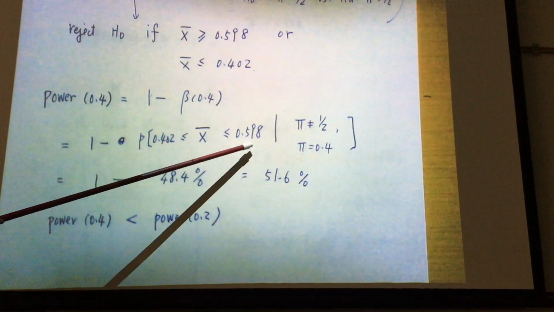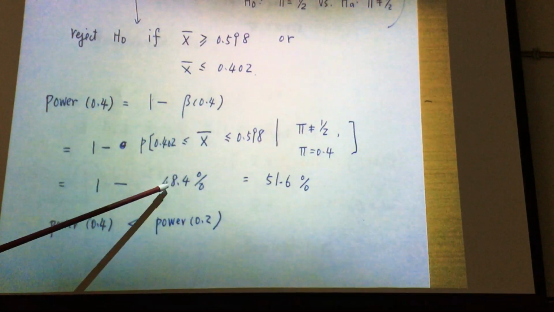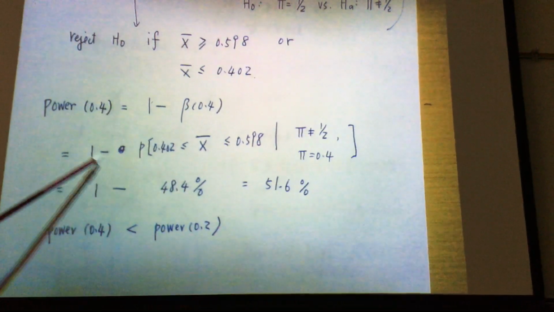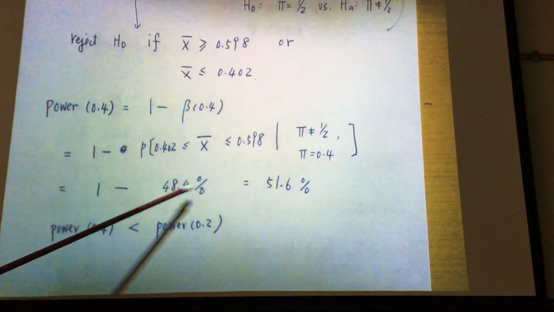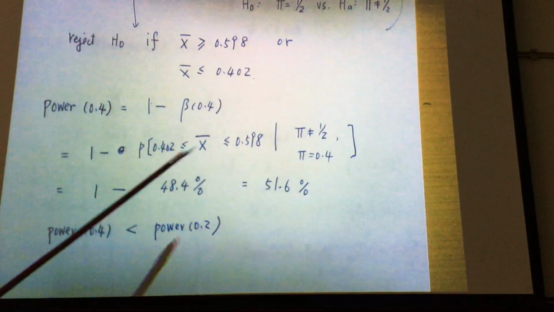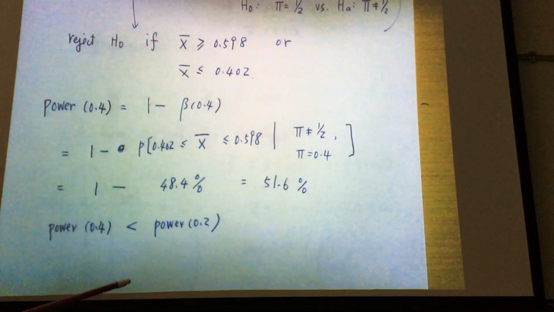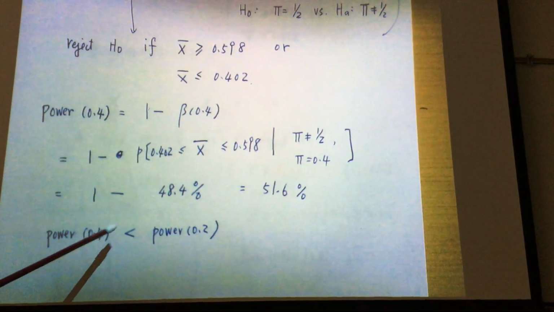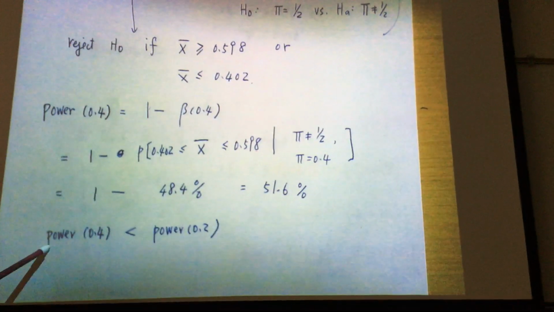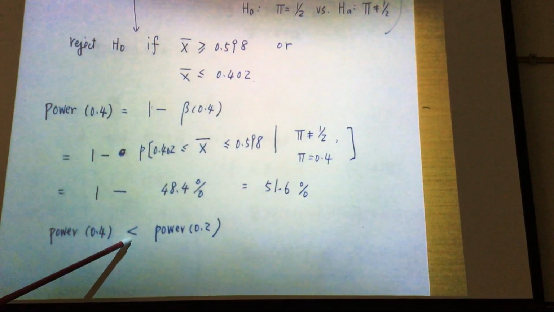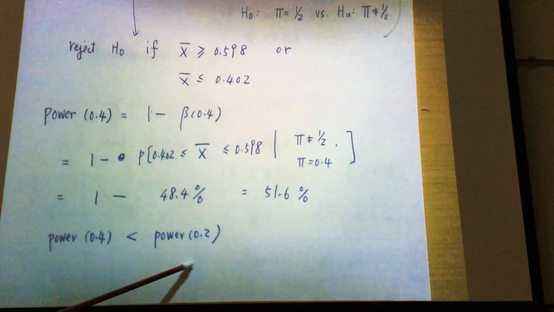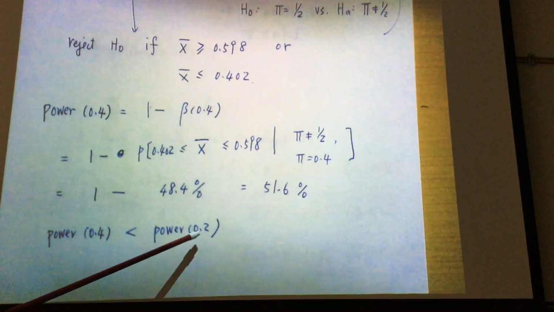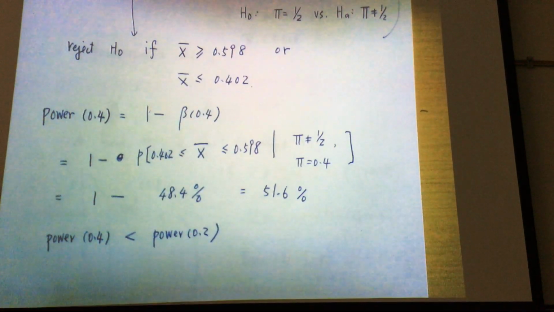If we do the calculation, we're going to find this number is what? 48.4%. And 1 minus that is what? 51.6%. So what is the power of the test? Power of the test is what? Power at 0.4 is 51.6%. And therefore, well, we're going to next discuss why this is less than what? Power at 0.2. Okay?